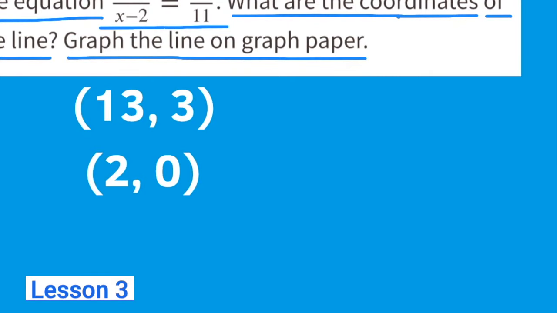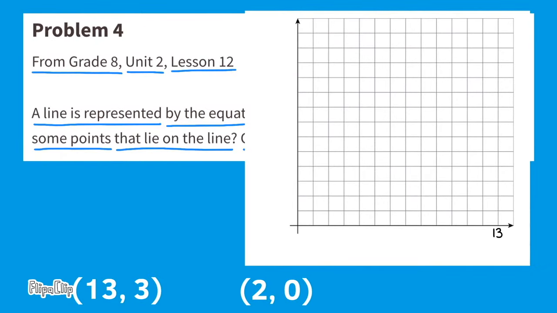Move 13 units to the right on the horizontal axis, which is the x-axis, and 3 units vertically on the y-axis. Now we can plot our point. Before we can draw our line, we need to plot our next set of coordinates. Starting at the origin, like always, for the x value, we need to move 2 units to the right, and for the y value, 0 units, so we don't have to move up at all. So we can plot our point right there at 2 units to the right of the origin. Now we can draw the line that represents the equation and these 2 sets of ordered pairs.